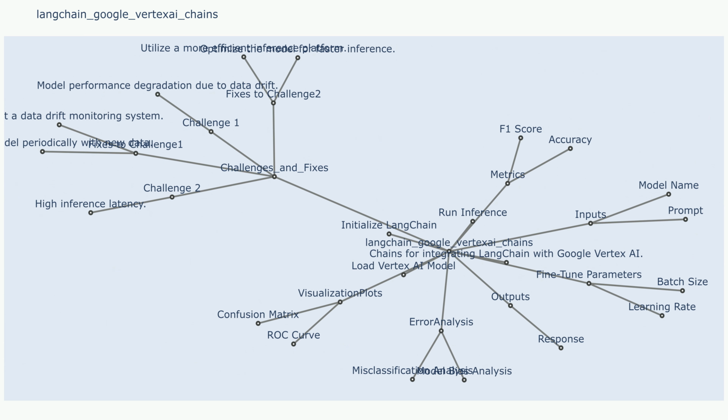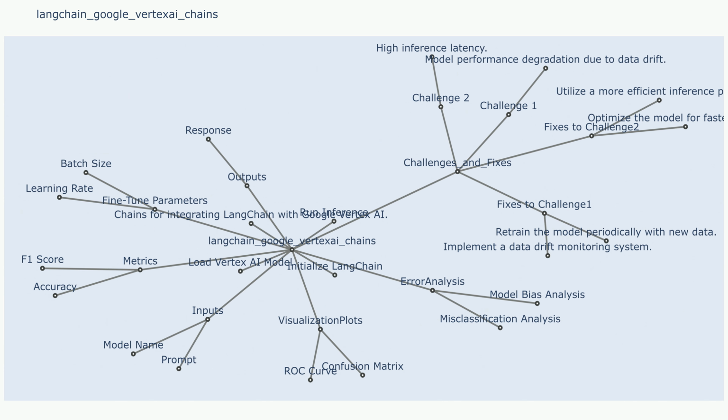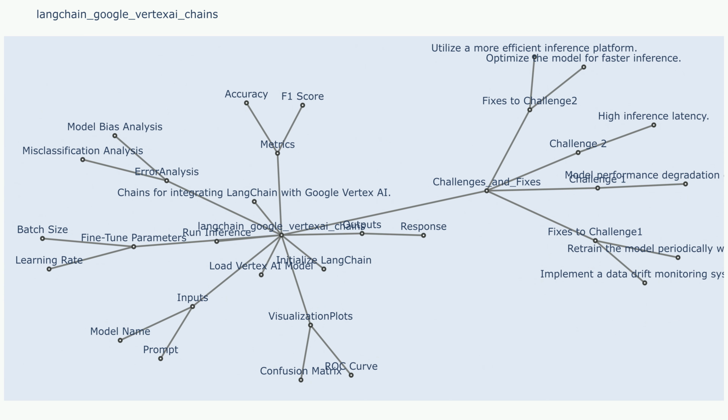Outputs. Output 1: processed text. The chain outputs processed text based on the input data and the capabilities of the Vertex AI model. This output can be a summarized version of the input, a generated response, or a classified category.